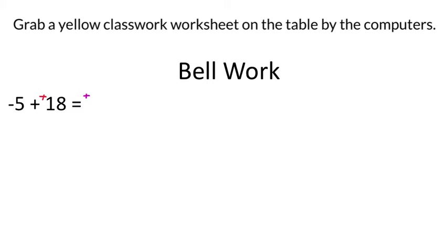Now that we know the sign of the answer, we figure out the number part of the answer. All you do is take the big number. Since the signs are opposites, you take the big number, which is 18, and you subtract the small number, which is 5. If they were the same signs, if they were both negatives, of course we would keep the sign the same, but then we would add the two values. But these are opposite signs, so I'm subtracting.